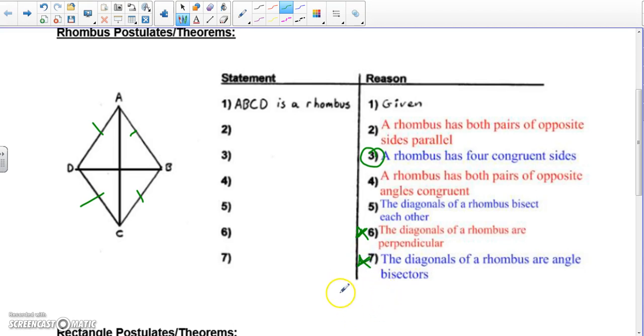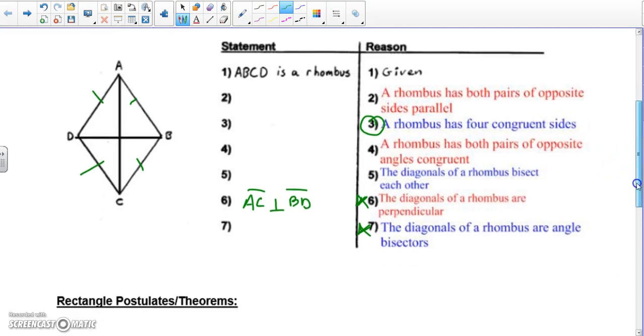So the diagonals of a rhombus are perpendicular. So, you know, for example, what you could say is that AC is perpendicular to BD because the diagonals of a rhombus are perpendicular. And then you can say that perpendicular lines make right angles. And then you can say that all right angles are congruent. So you'd still have to use a lot of those same processes, just with different rules involved.